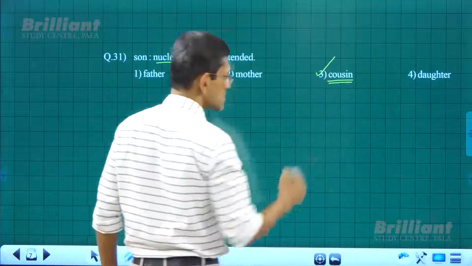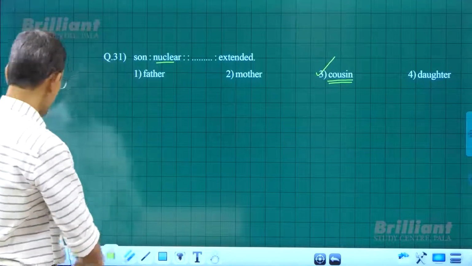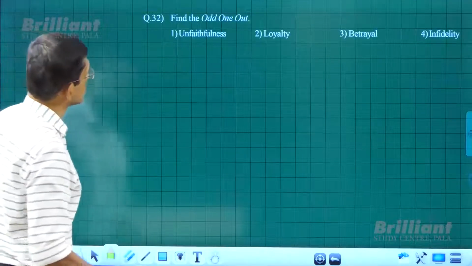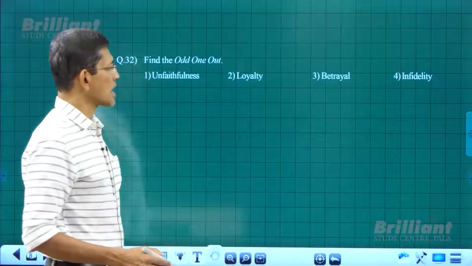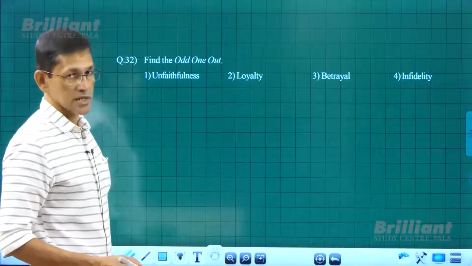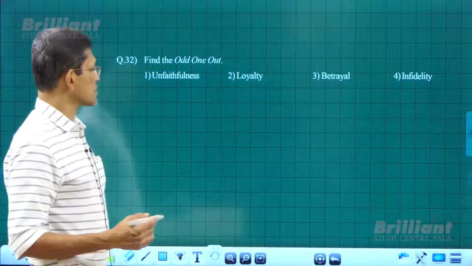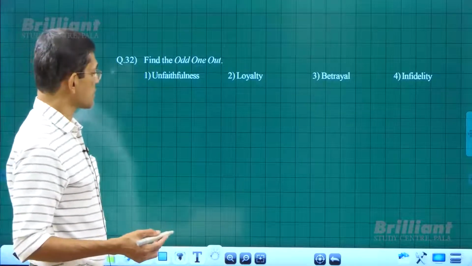All right, next one, 32. Find the odd one out. Unfaithfulness, loyalty, betrayal, and infidelity. So find the one which is different in meaning.